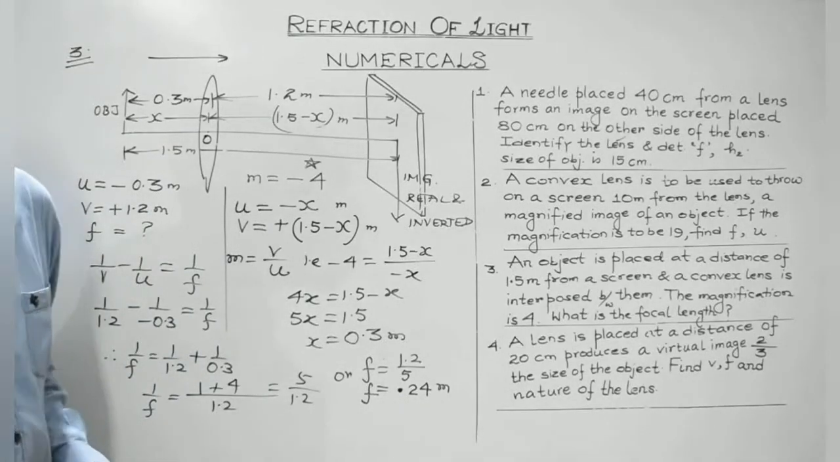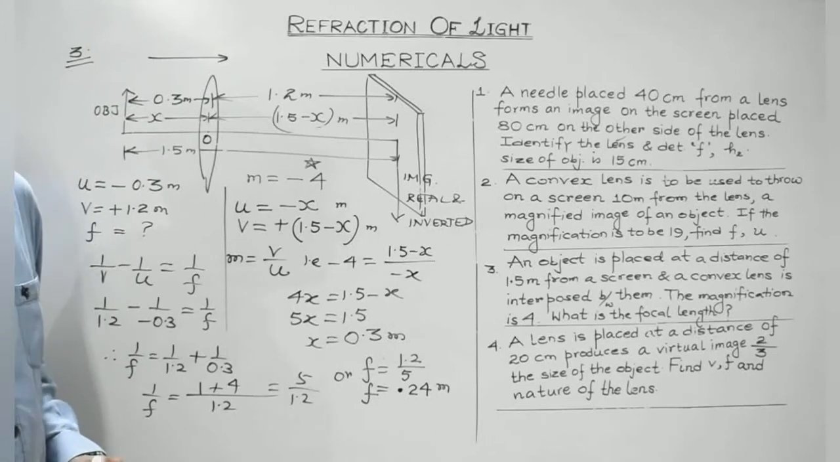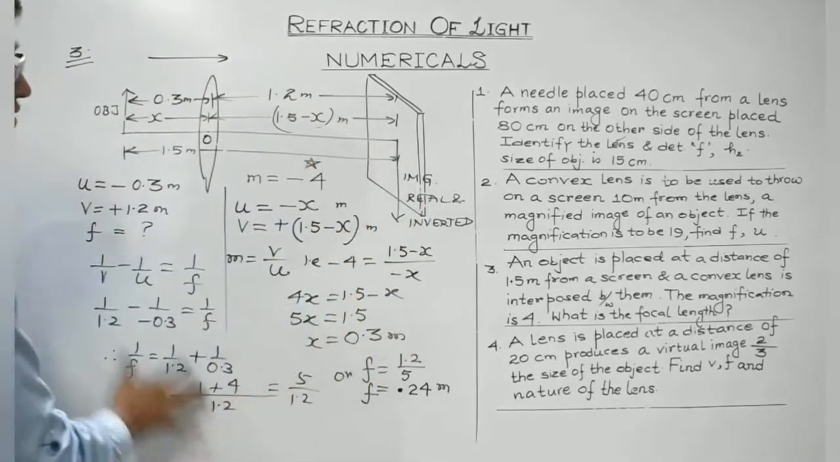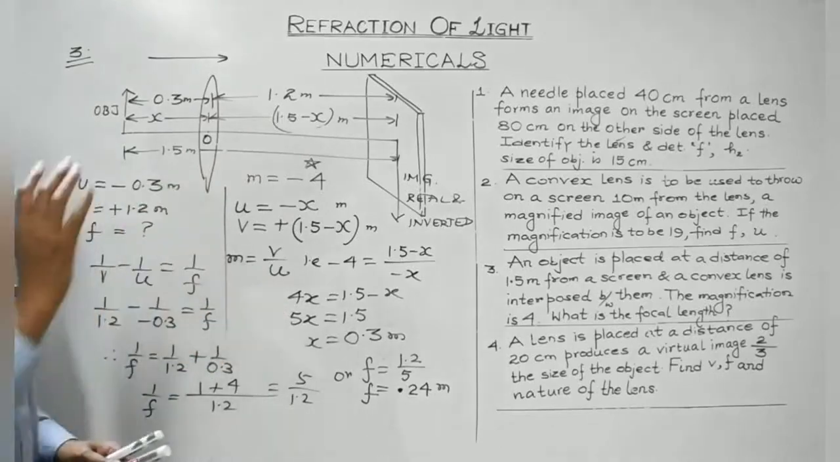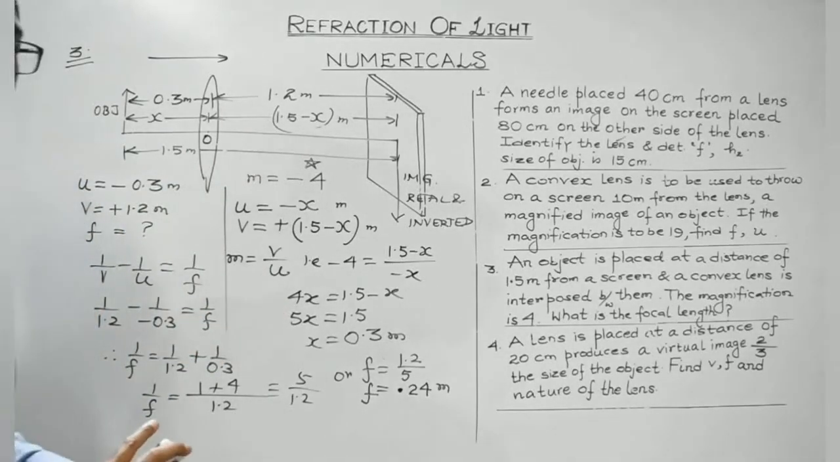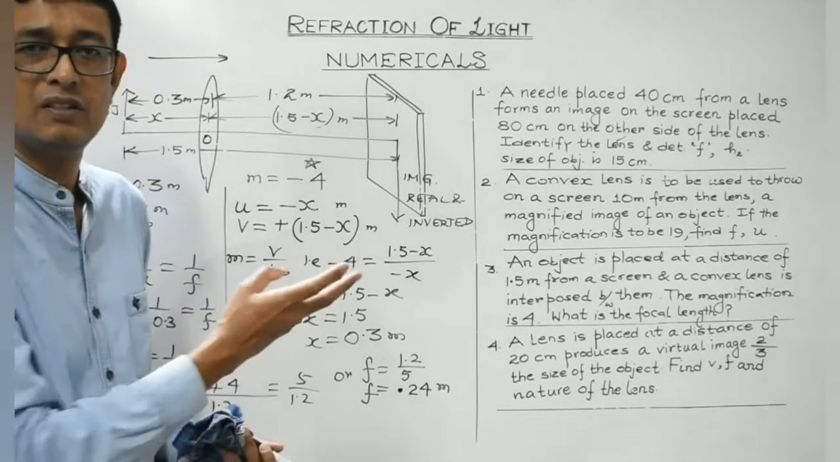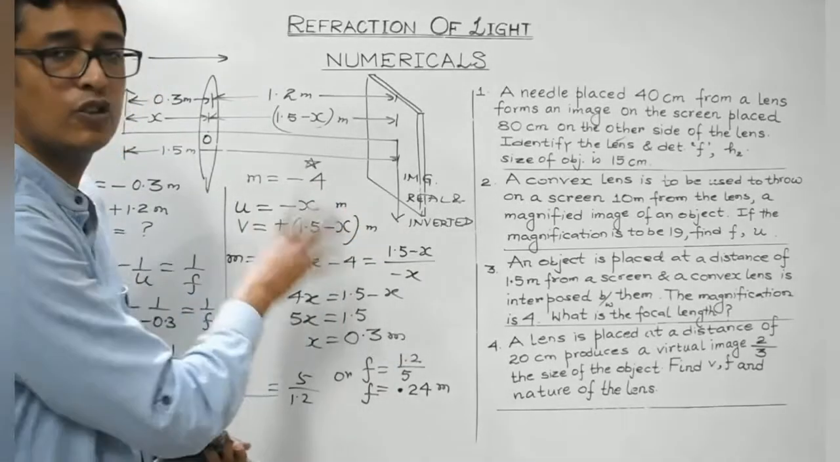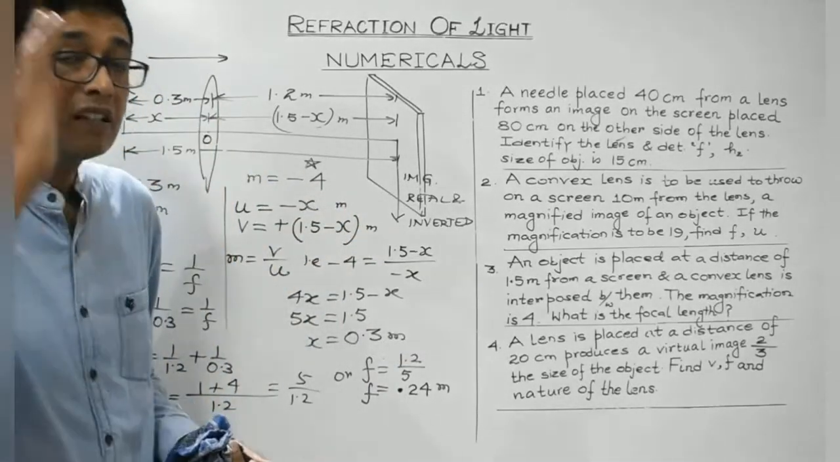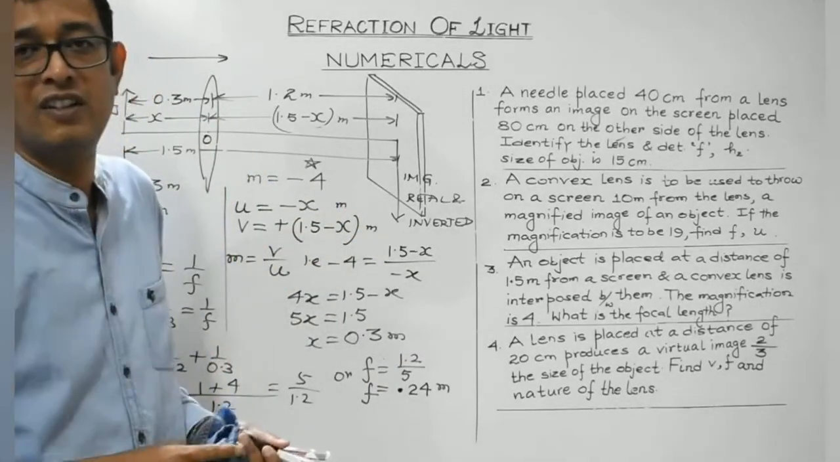0.24 meter or 24 centimeter. So again, students, this was a very, very interesting question. I hope you have understood it completely. We are not making use of any other formula except the lens equation and the expression for the linear magnification and sound theoretical knowledge. Right?